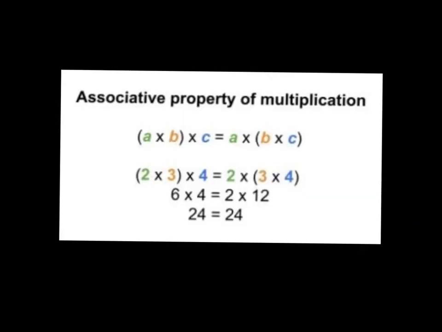The associative property of multiplication is just being able to change around your factors and still get the same product. A times B times C is still going to give you the same product whether you mix up your A times B times C.